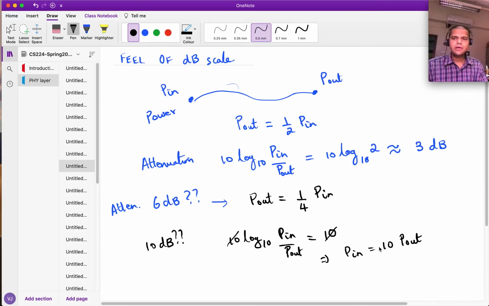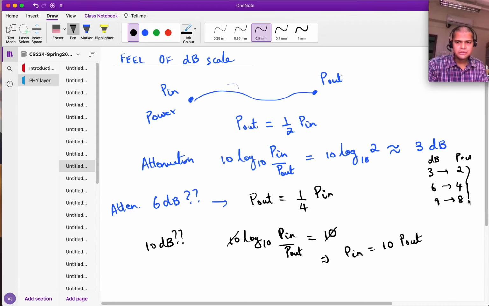So if somebody tells you I have a 10 dB drop in signal power, or let's say I have attenuation of 10 dB, that tells you that the power is dropping by a factor of 10. Okay, so 3 dB corresponds to a factor of 2. I'm talking about the power, and this is the dB in attenuation. 6 dB is 4, 9 dB is 8. So these are all approximations, and 10 dB corresponds to a factor of 10 drop in power.